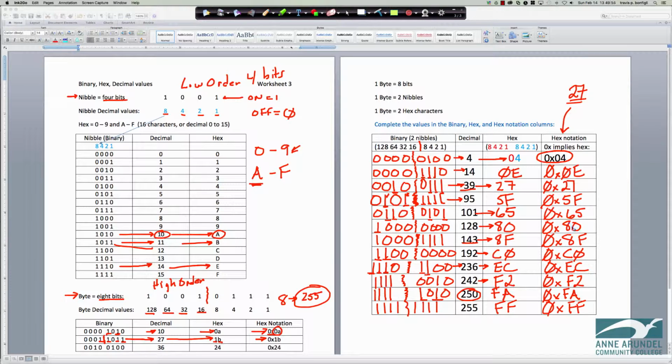All right, again, fantastic worksheets that have been put together here by Laura. So hopefully this has made the binary to decimal to hexadecimal conversion process a little easier for you.